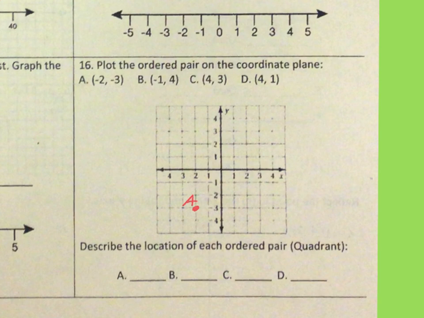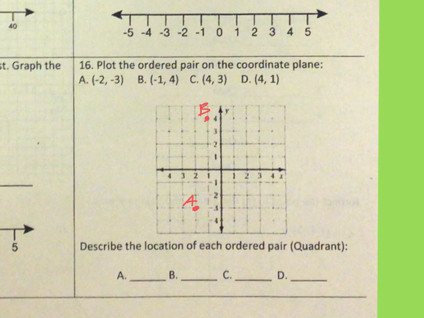Okay. I'll do one more of those to help you get started here. So on the next one, we're going to start in the origin, and we're going to go negative 1, up 4. And that right there is our B.